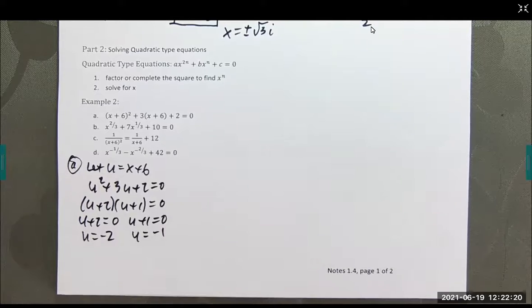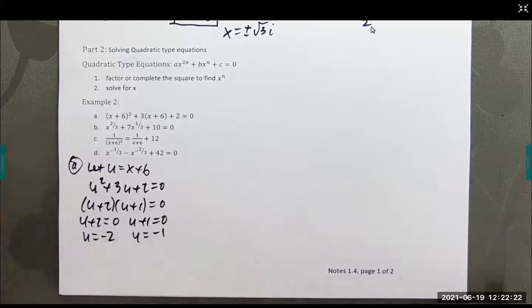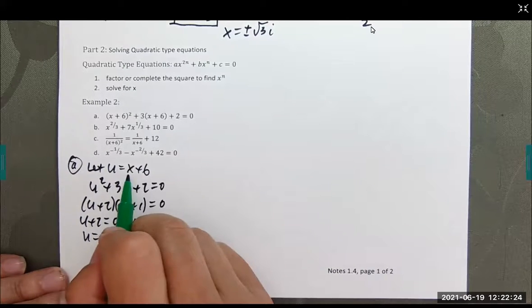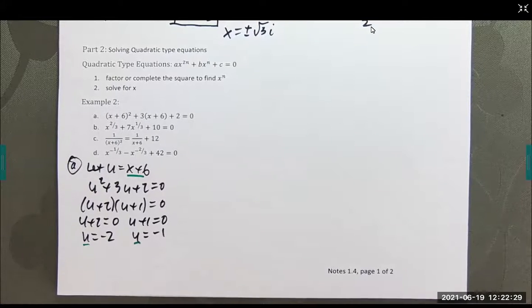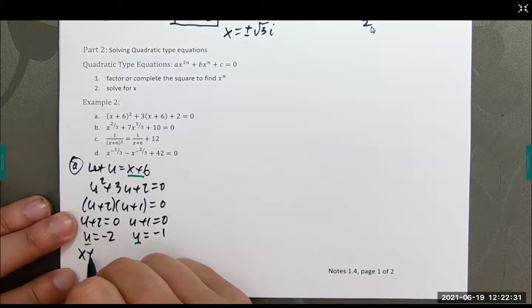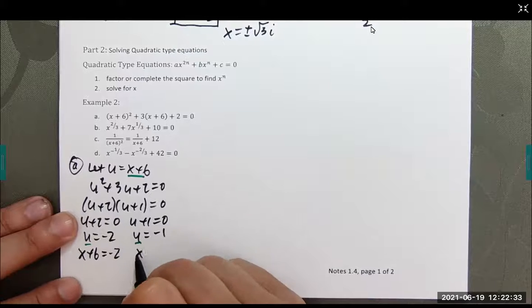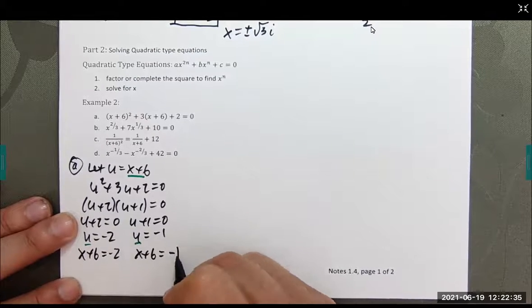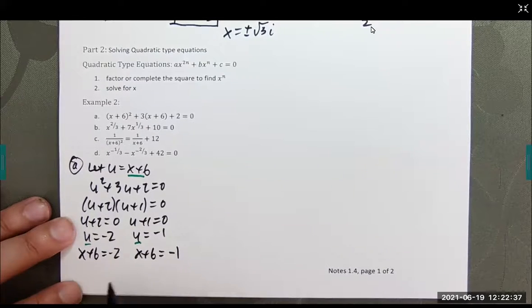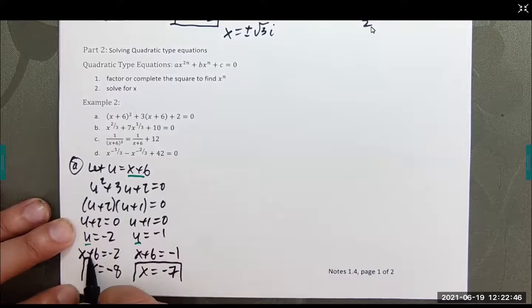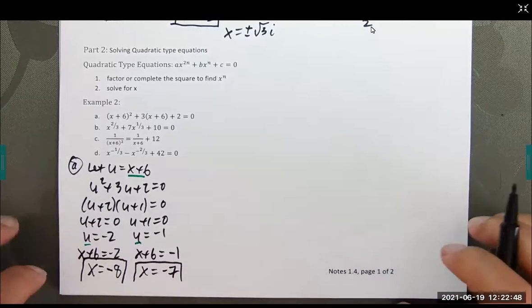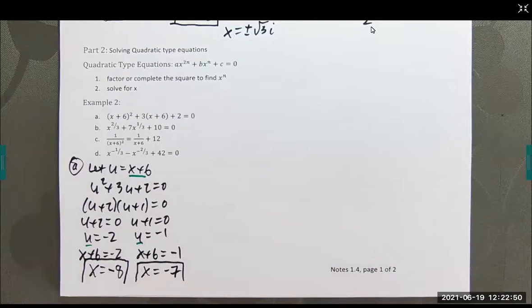However, I don't want to solve for u, so I'm going to replace u back with x plus 6. And I'm going to subtract the 6 to the other side. That x gives me negative 8. Subtract the 6, x gives me negative 7. So there are my two solutions. Again, there are ways of doing this without substitution, but I like using the substitution.